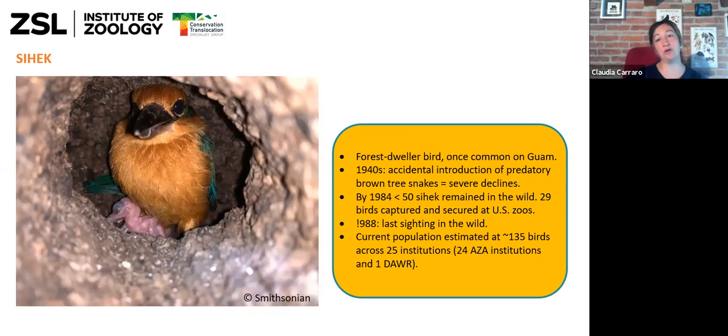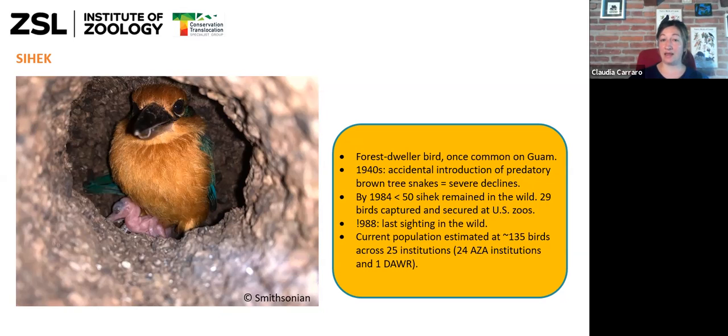For those of you who don't know much about Sihek, let me quickly introduce this amazing bird. Once common on Guam, it has experienced severe declines following the accidental introduction of predatory brown tree snakes to the island in the 1940s. By 1984, less than 50 Sihek remained in the wild. 29 birds were then captured and transported to US mainland zoos for captive breeding as the last hedge to extinction. The last sighting of a Sihek in the wild occurred in 1988.